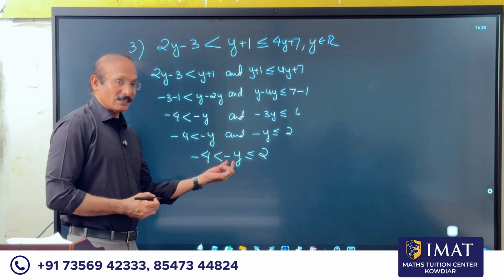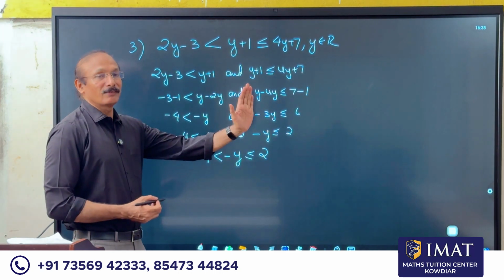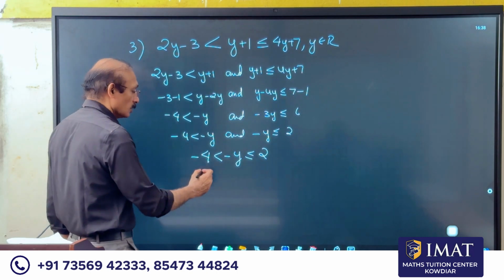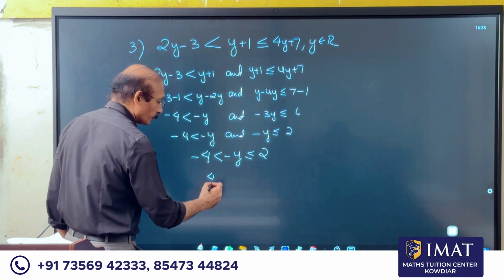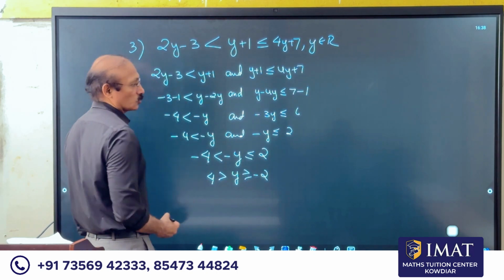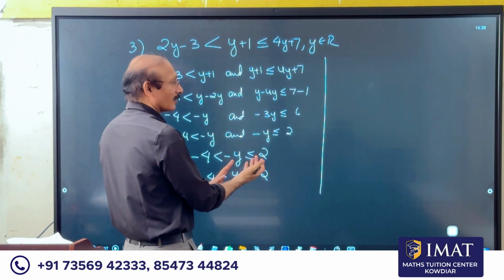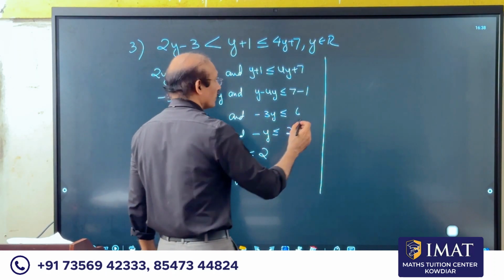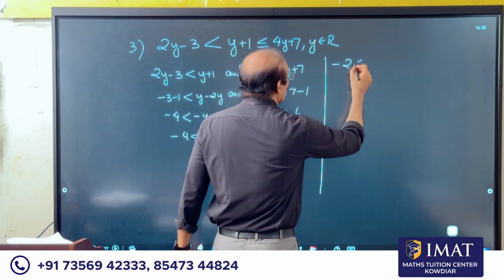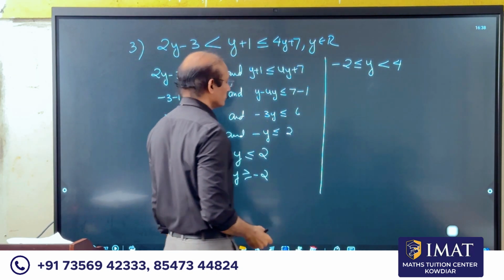Now you remove this minus sign from this. So when you remove this minus sign, you're multiplying by a negative number. So just reverse the inequation. So this becomes plus 4 greater than y greater than or equal to minus 2. So as I said in previous questions, it is greater. So flip it over to write it in the proper form. So minus 2 less than or equal to y less than 4.